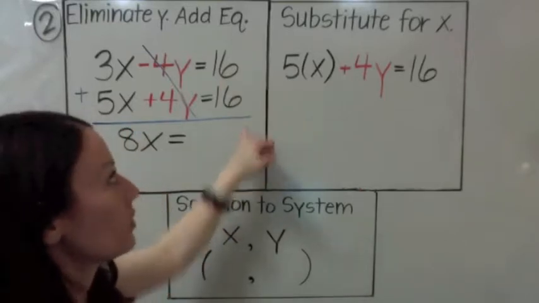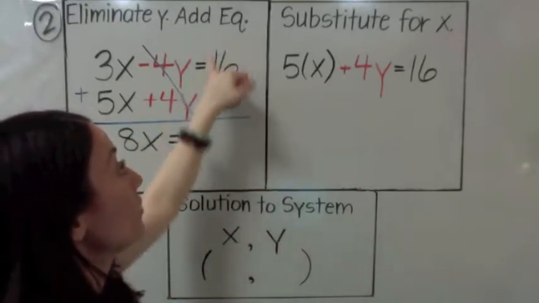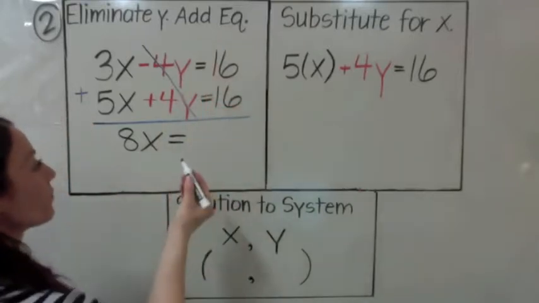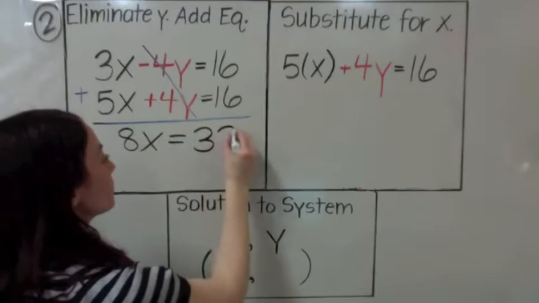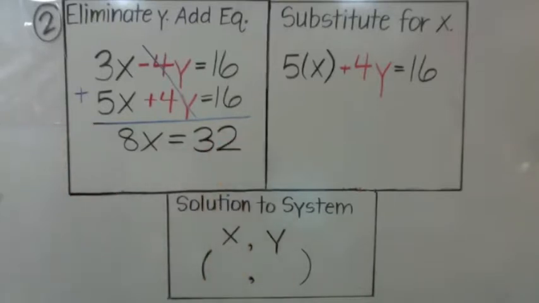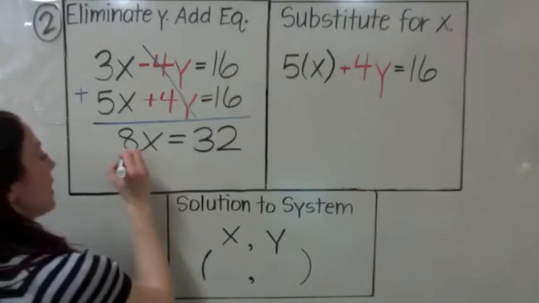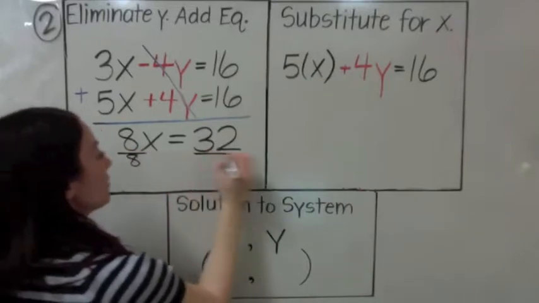Well, 12. 2, carry the 1. And then 1 plus 1 plus 1 is 32. Okay? So 8x equals 32. If 8x equals 32, what do we have to do to both sides? You remember? We're going to divide both sides by 8.